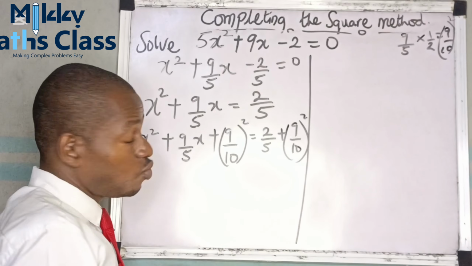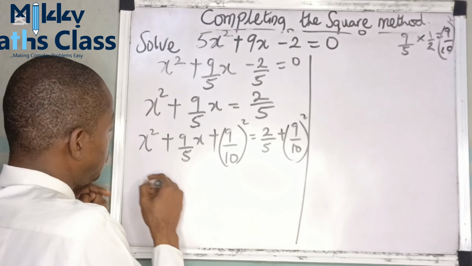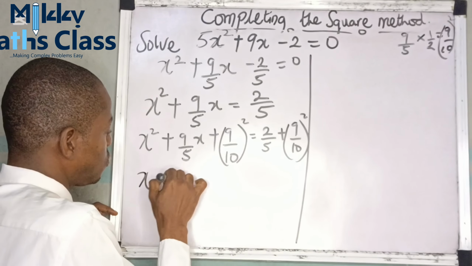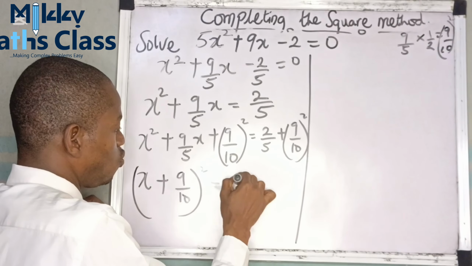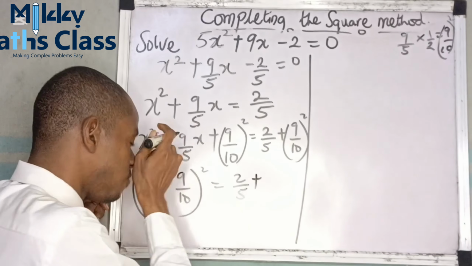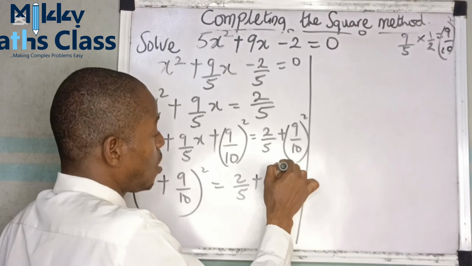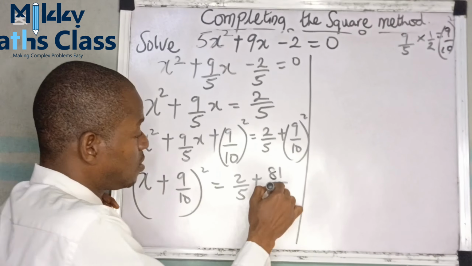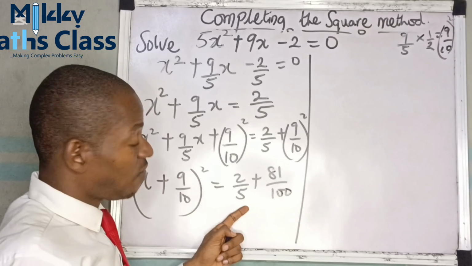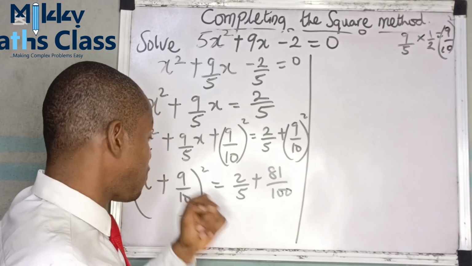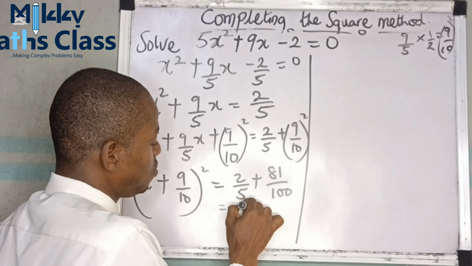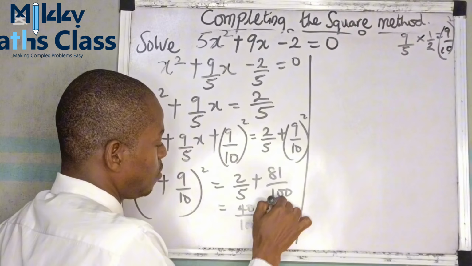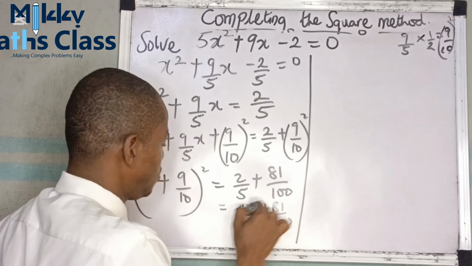Now the next thing to do, this becomes x plus 9 over 10 all squared equals 2 over 5 plus 9 squared, which is 81, over 10 squared, which is 100. Make this an equivalent fraction that has 100 as denominator. That's 5 times 20, so this becomes 40 over 100 plus 81 over 100.